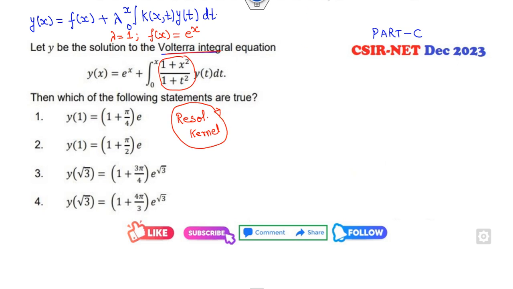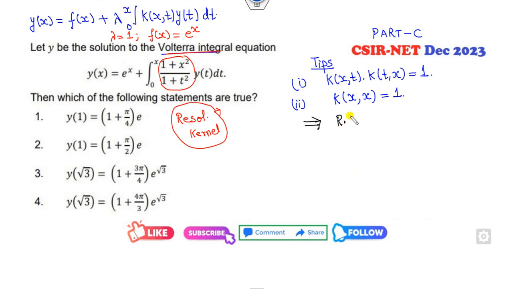I already told you the simplest step. The first step is, whenever k(x, t) multiplied by k(t, x) is 1. Second, whenever k(x, x) is 1. Whenever these two conditions are satisfied, then your resolvent kernel can be written directly as k(x, t) times lambda to the power (x minus t). Whenever these two properties are satisfied, you can write it directly.